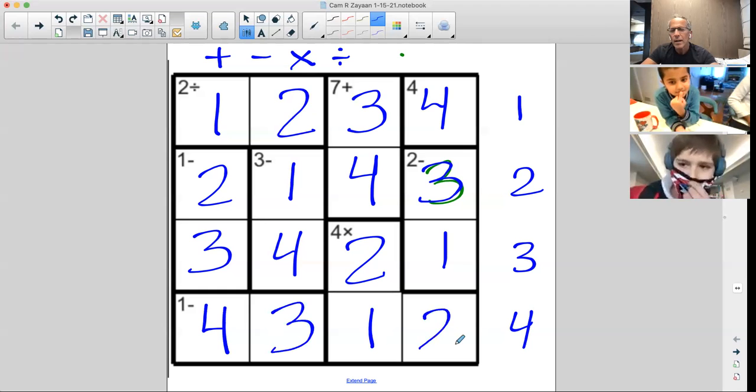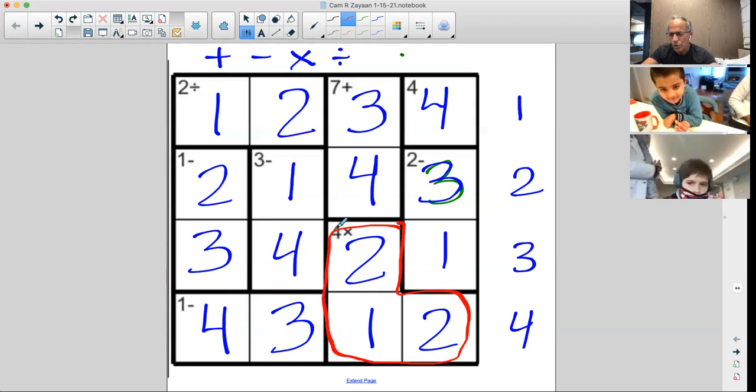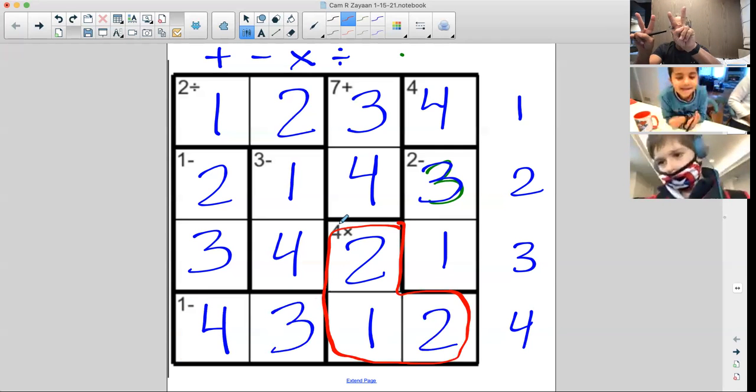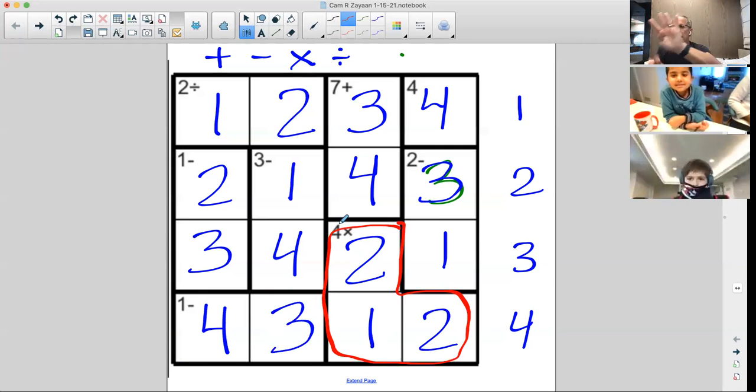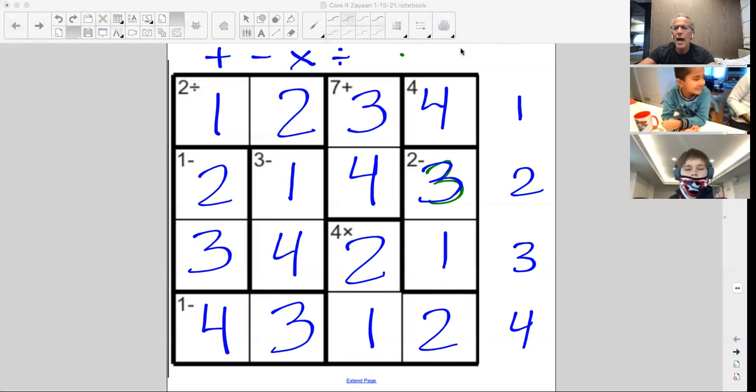And what's the only number left here? 2. And guess what, boys? Check it out. Is 4 minus 3 equal to 1? Yes. Is 2 times 2 times 1 equal to 4? So 2 2s make 4, and 1 4 makes 4. Boys, you have solved your first puzzle. Now, I am going to actually give you many puzzles to work on.